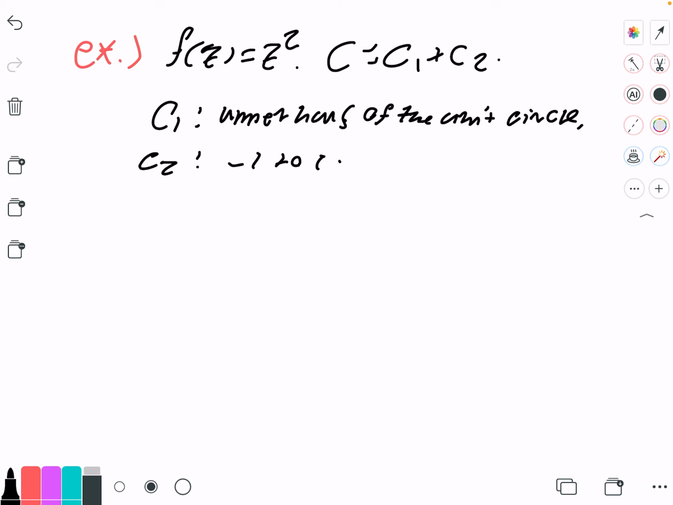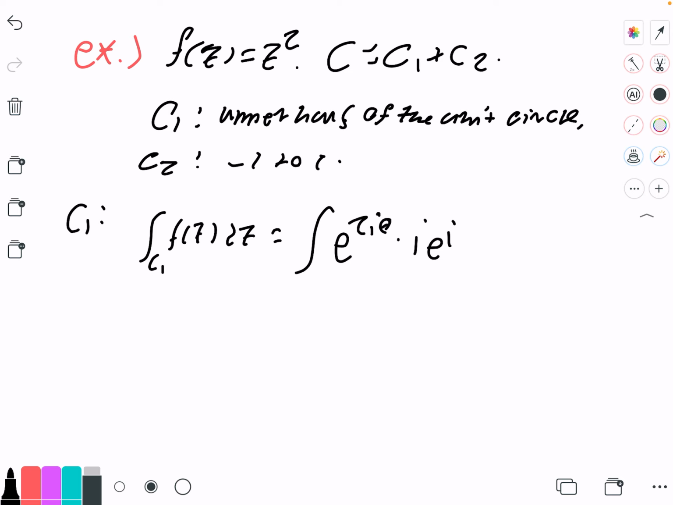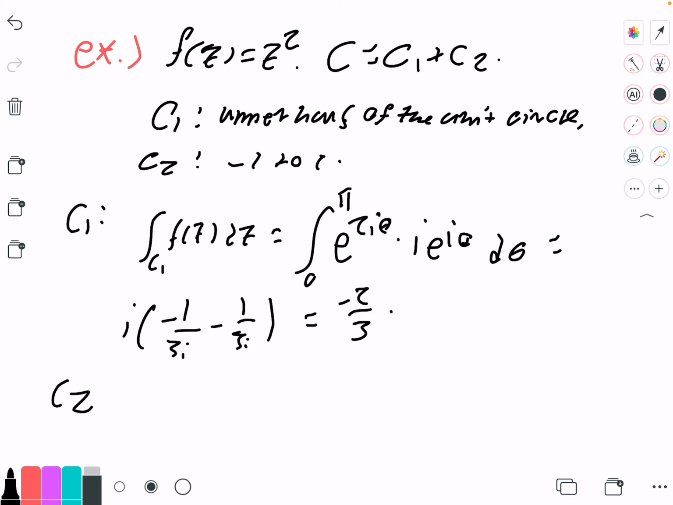So for C1, it should look very familiar. It's just z equals e to the i theta on 0 to pi this time because it's only the upper half. So if we write out the integral for C1, it's the integral from 0 to pi of e to the 2i theta times i e to the i theta d theta. And after some algebra, we have i times minus 1 over 3i minus 1 over 3i, which is just negative 2/3. For C2, we can just use z of t equals t.